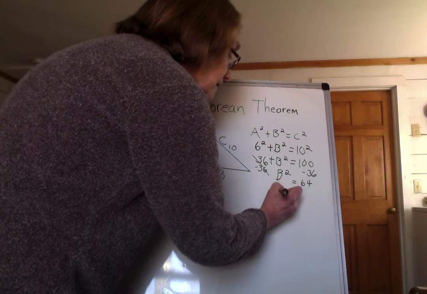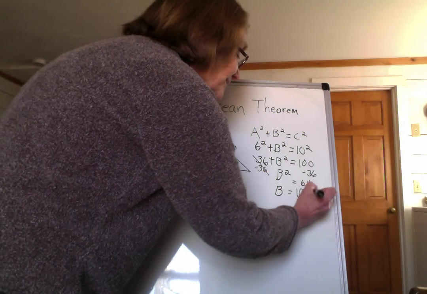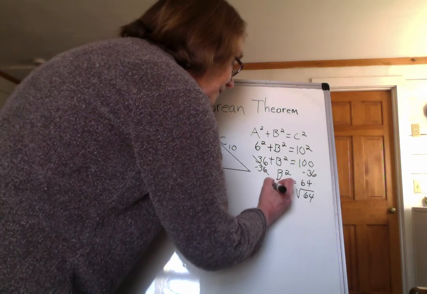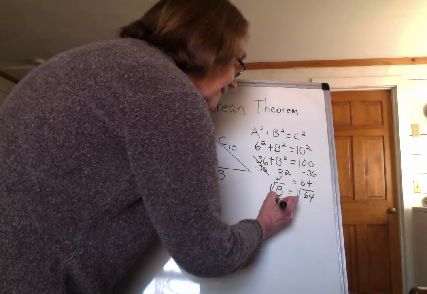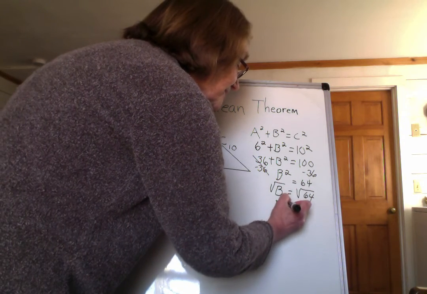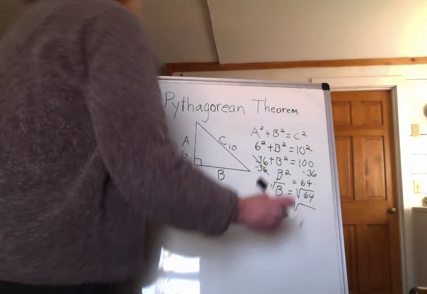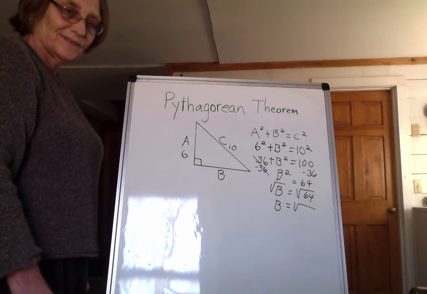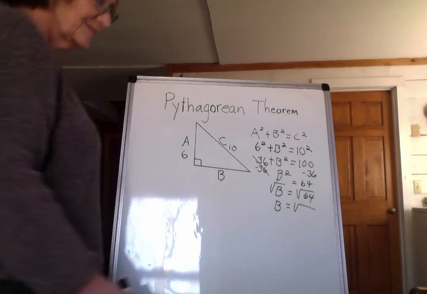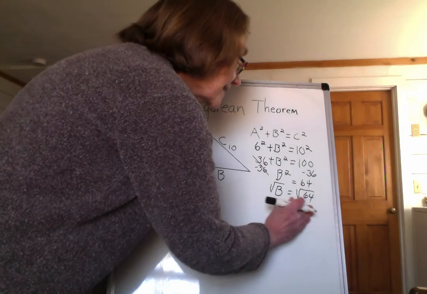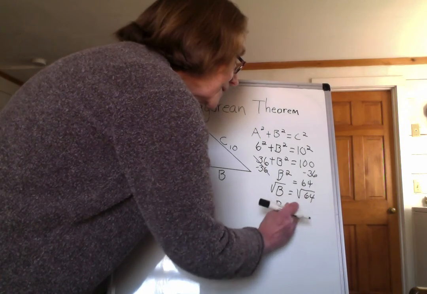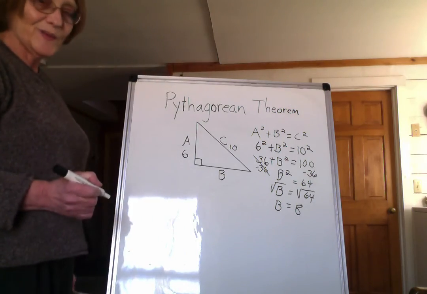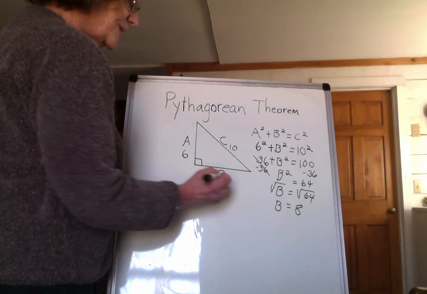Well, b equals the square root of 64. What's a number multiplied times itself that equals 64? Help me out here. 8. We take it out of the radical sign because we found the root. B equals 8.